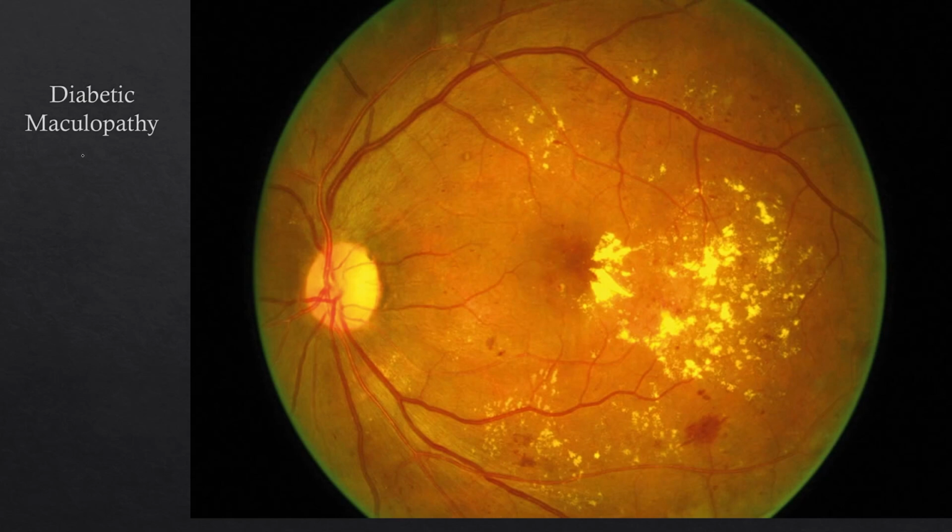Now the diabetic maculopathy includes two things. We have the macular edema, which we have discussed, and the macular ischemia. Now just keep in mind, we said we have leakage, we said we have occlusion. Both of them could occur. One could occur before the other.